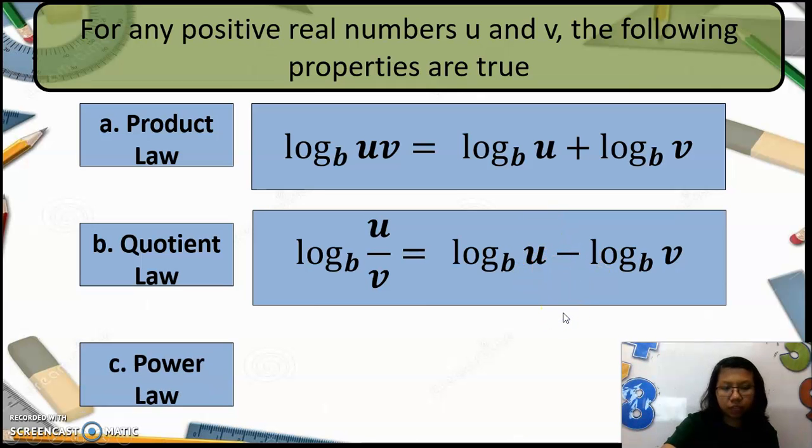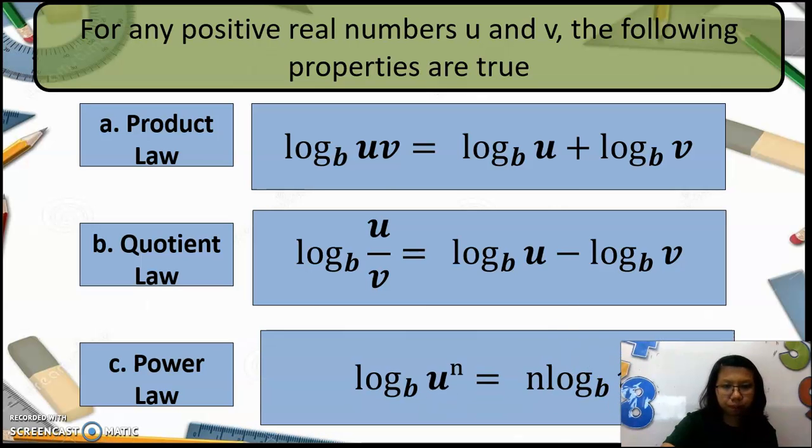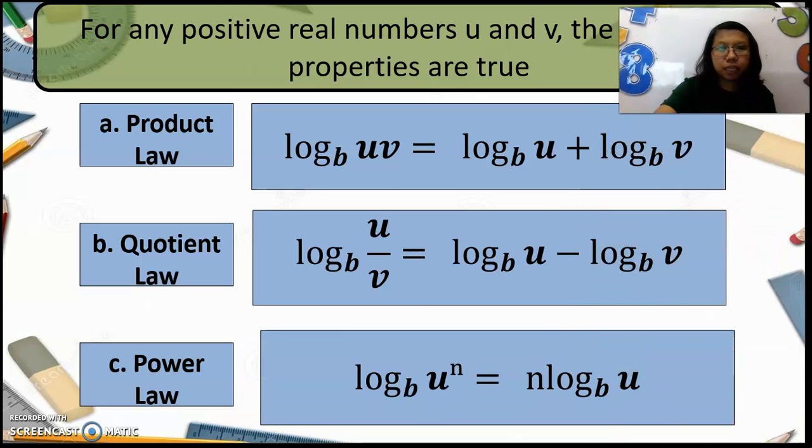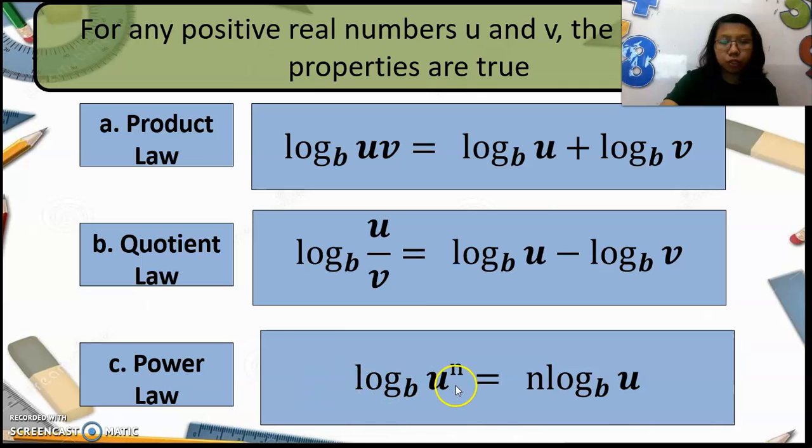And then last one, we have the power law. Again, we have here logarithm of u raised to n to the base of b. We can write this one as n times logarithm of u to the base of b. We can put the exponent on the first part, beside the logarithm, before the logarithm.